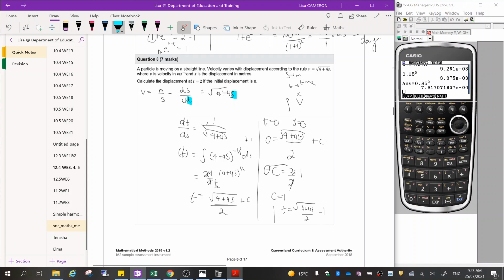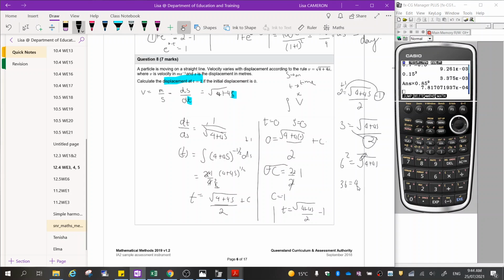Now we can try and use this piece of information. Calculate the displacement at time equals 2. So all I'm going to do is put 2 back in here and rearrange to get s. They really don't give you a lot of space, do they? Okay, so 2 is equal to the square root of 4 plus 4s, over 2, minus 1. First thing I'm going to grab is this one, taken back over, add 1. That gives me 3 is equal to the square root of 4 plus 4s all over 2. Take this 2 back. Now I'm going to multiply it and it's going to become 6. So 6 is equal to the square root of 4 plus 4s. Take the square over.